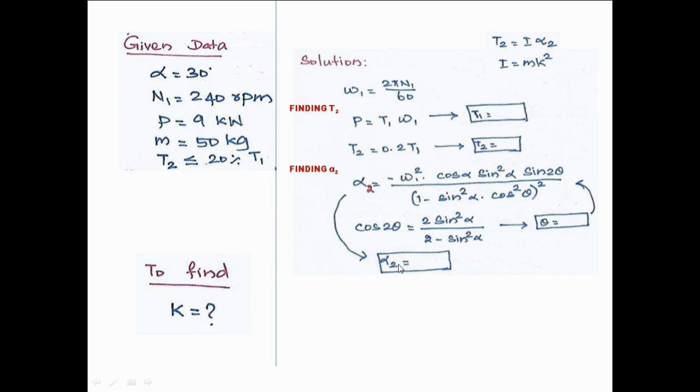Substitute these two values in this formula. You can get the mass moment of inertia. Substitute that mass moment of inertia and mass of 50 kg in this equation. You can get the radius of gyration.